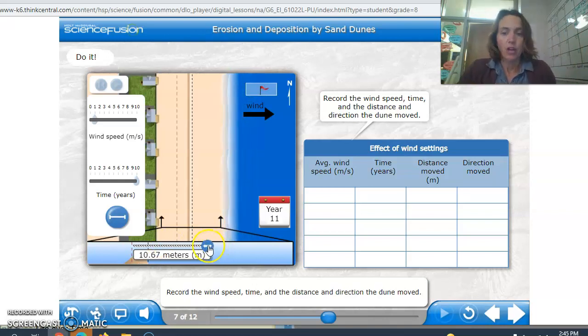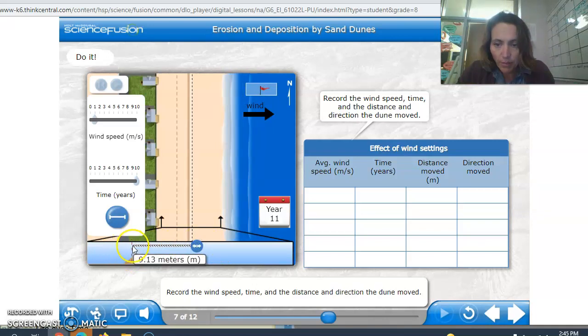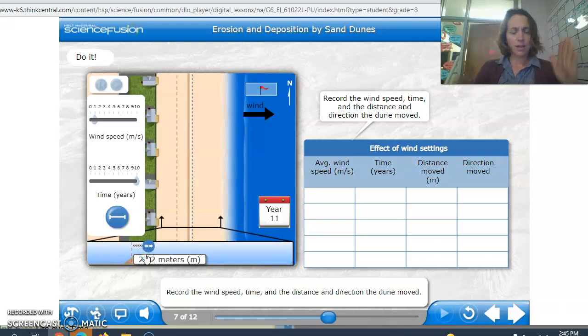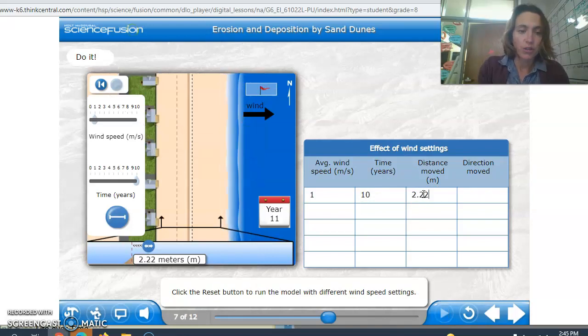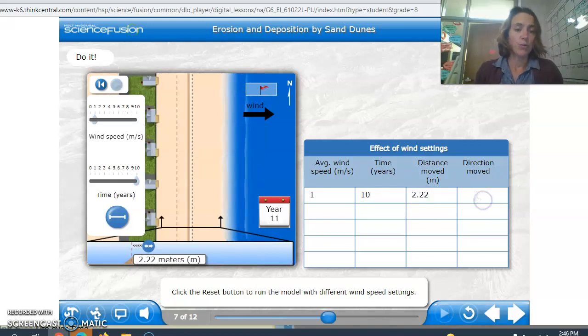So let's measure that. It's always going to be on the red line, and I'm going to shrink this so that it is on the end dotted red, black line. So that's the distance right here on this blue bar from here to here. And the distance is 2.22 meters. So I can say average wind speed of 1 meter per second, over 10 years, 2.22 meters it moved.